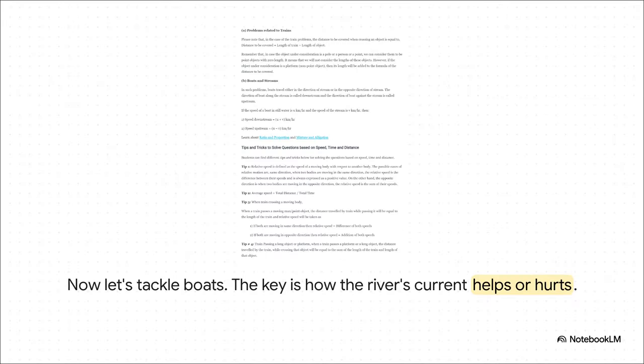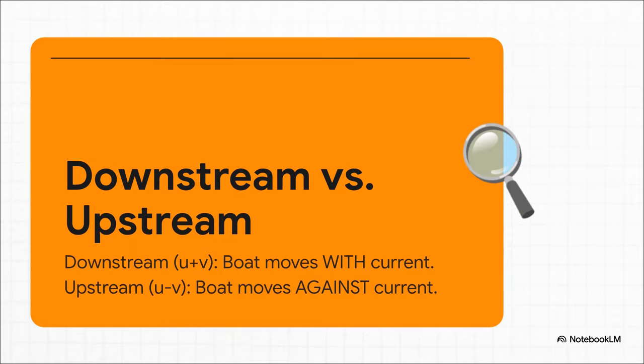Now let's switch gears to boats and streams. Don't worry, the logic is exactly the same as what we just did. We're just swapping one moving object for a flowing river current. The only thing you need to ask yourself here is, is the current helping me or is it hurting me? And it's really intuitive. When your boat is moving with the current, we call that downstream. The river is giving you a push. So your actual speed over the ground is your boat's speed plus the stream speed. But when you're going against the current, or upstream, you're fighting it. So your effective speed is your boat's speed minus the stream speed. It's just another version of relative speed.